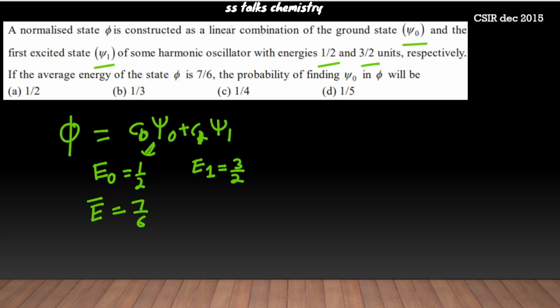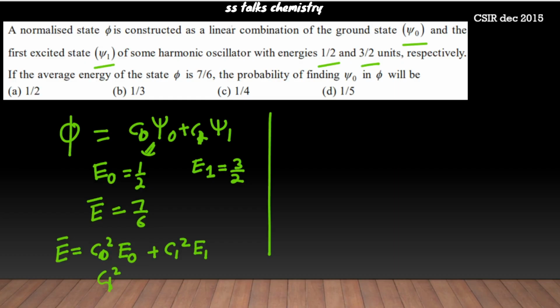Okay, so we know that the average value of the energy is C naught square into the energy of this particular state, plus C1 square into the energy of this particular state, right? Along with this, the wave function should be a normalized wave function, which is C naught square plus C1 square, and it should be equal to unity. So these two conditions should be satisfied.